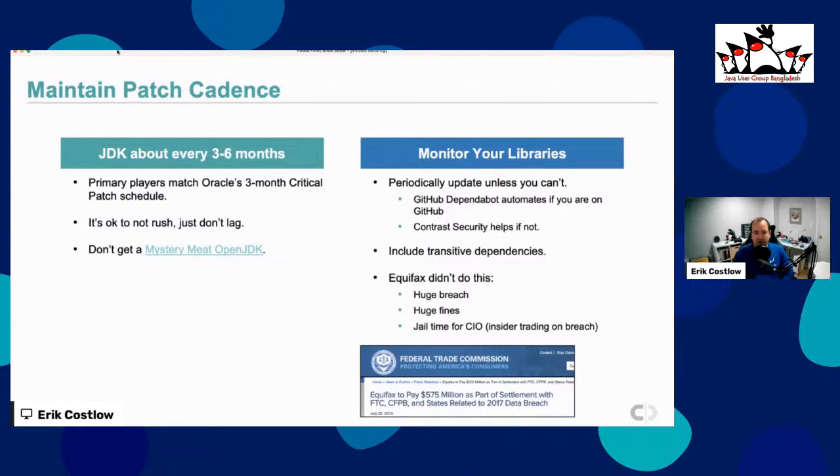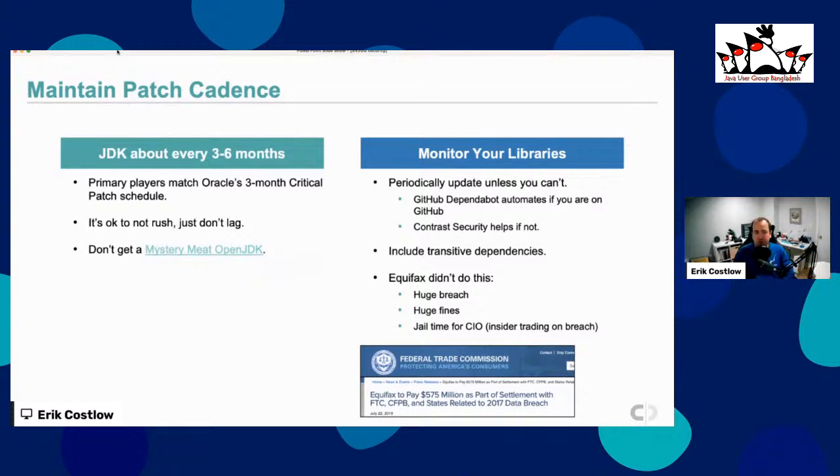Equifax had to pay them about $575 million in addition to the amount of money that they had to pay to recover from the breach. So the fact that they didn't upgrade an old library, attackers found a vulnerability in that library and attacked them, not only lost them their data, they got fined a boatload of money in addition to it. So if you have older libraries, go ahead and upgrade them. If you can, submit a pull request. Just periodically get in the habit of updating these libraries. And the more you can automate, the better off you are.